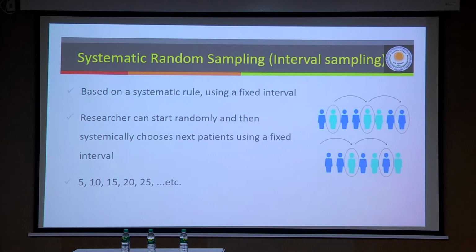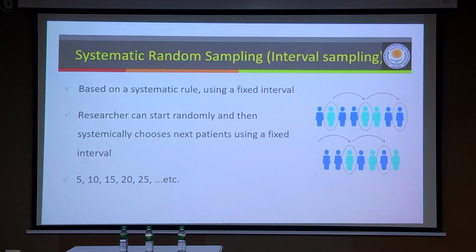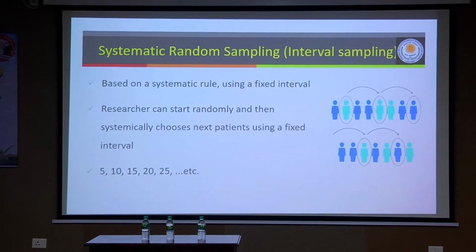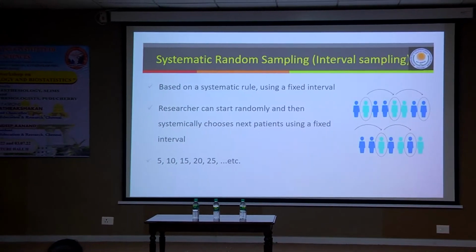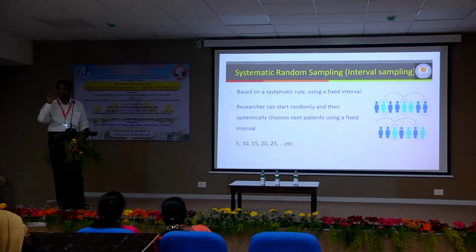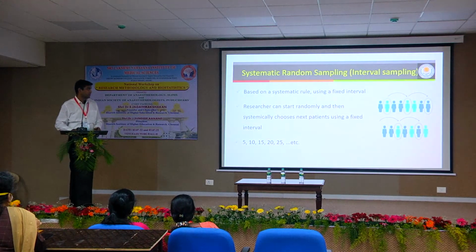Next is systematic random sampling or interval sampling, where we are going to list all the patients in a series. You are going to start from a random number, either it can be 7, 3, 10, anything. And you are going to fix a fixed interval also, you can decide on that. Let's say you want to start from 5 and you want to do a fixed interval of 5. Then it goes 5, 10, 15, 20. You pick the 5th patient, 10th patient, 15th, 20th. Like that you will be picking patients for your study.